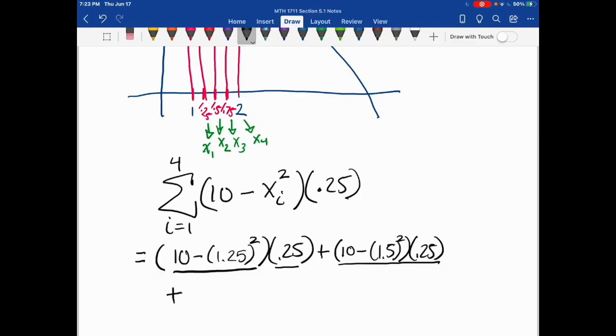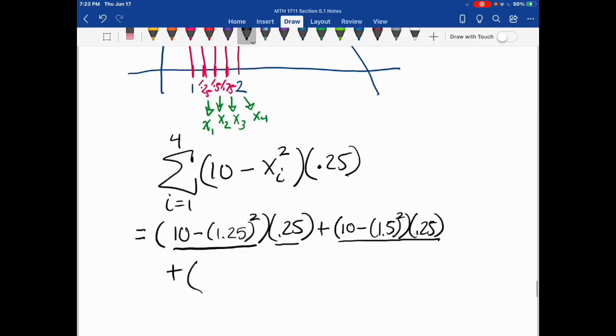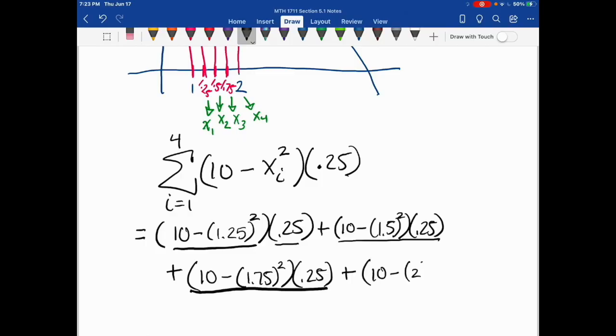And I'm going to multiply that by 0.25, my width. So this gives me the height and the width of my second rectangle. Then I'm going to add that to 10 minus, and then I got to plug in my third endpoint, which is 1.75, and square it, and times it by 0.25. This gives me the area of my third rectangle.